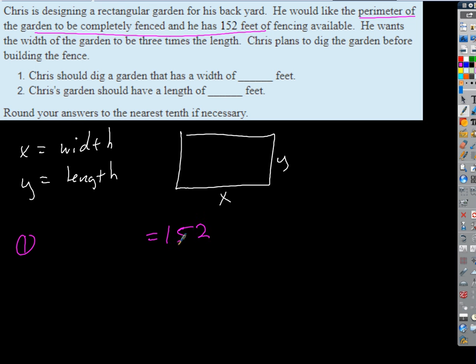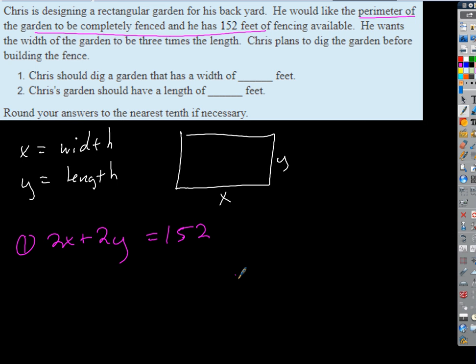But how do we say perimeter with x's and y's? What is the perimeter? But what does it mean in terms of this garden? Sum of all the sides, all the distance around it, right? So what is that then? 2x plus 2y equals 152. Got it, right? Okay. Moving on.